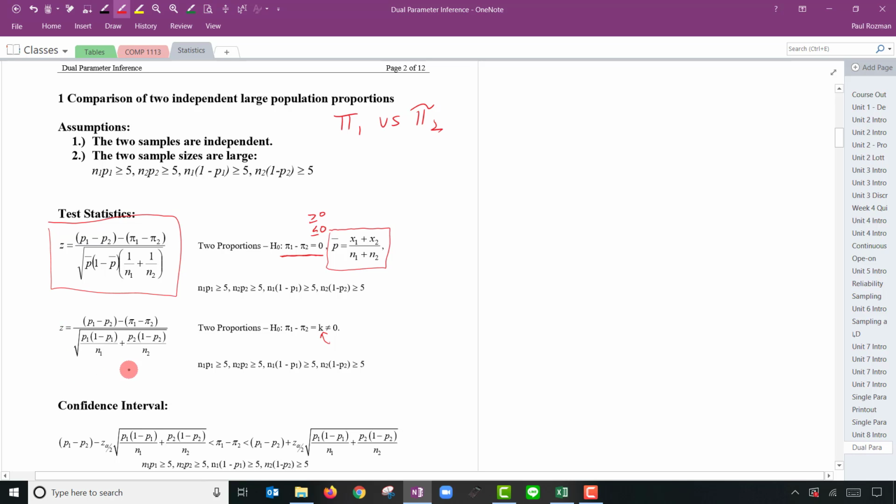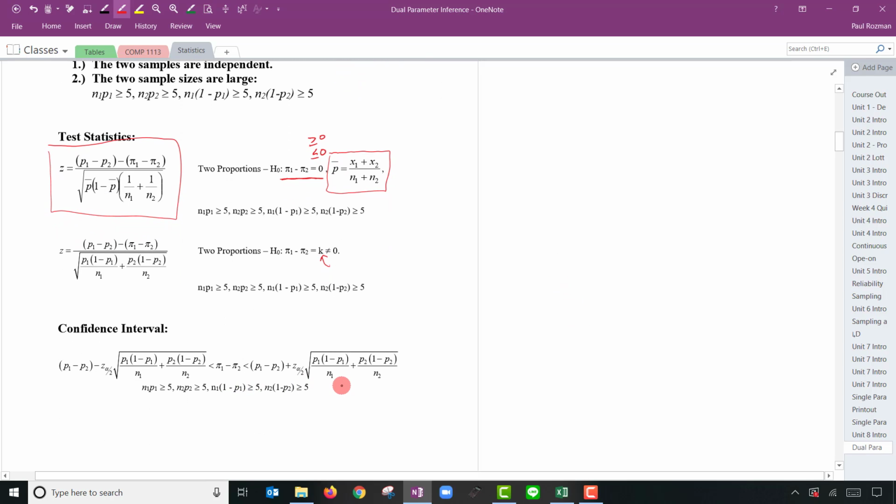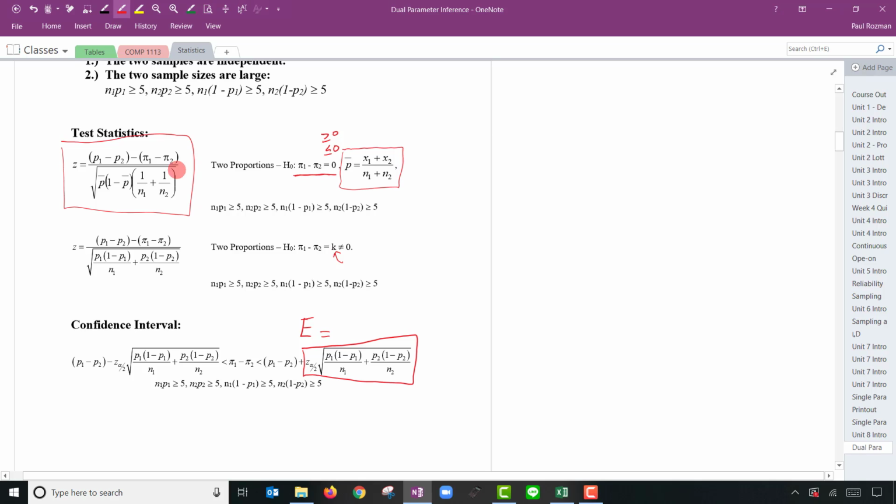Notice we're still using z-scores. As long as sample size is large enough in proportions, we can use a normal distribution. We can set up our confidence intervals using the standard error formula too, where E is just this piece of the formula. Again, same conditions apply. We'll just do a bunch of examples now, and we'll see how this all works out. These are slightly more computationally intensive, but not too bad.